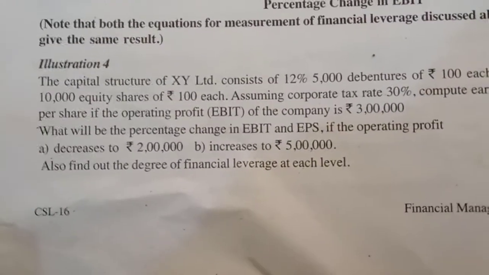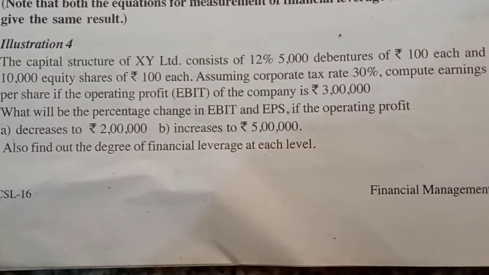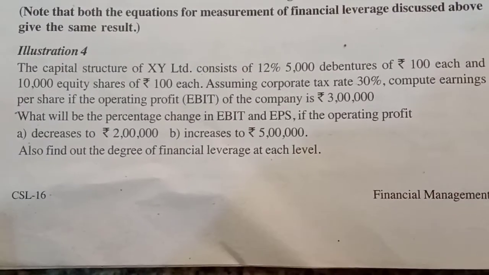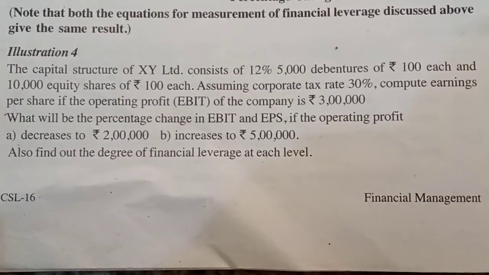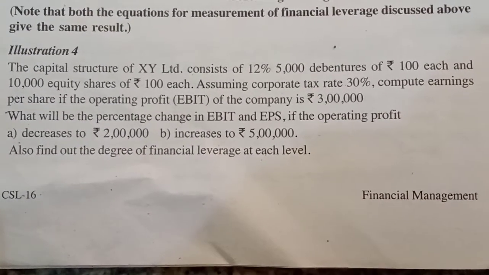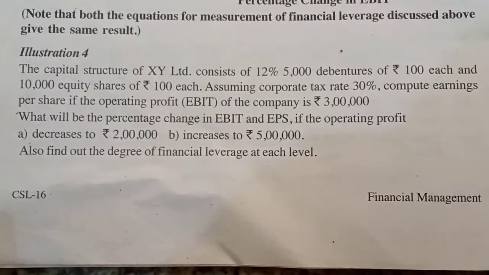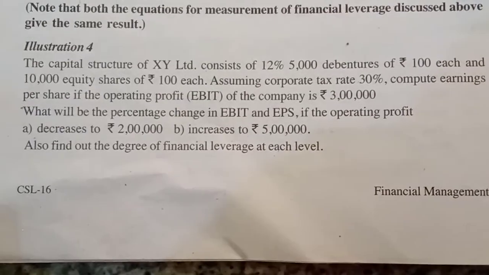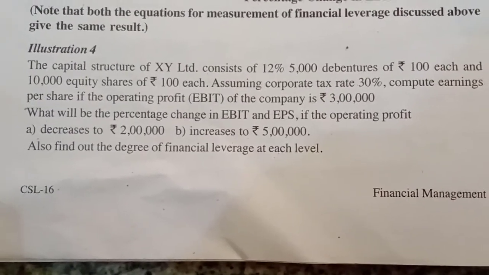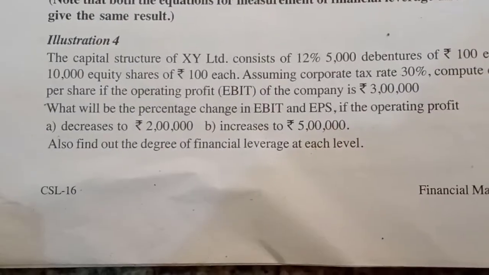Question. The capital structure of XY Limited consists of 12% 5,000 debentures of rupees 100 each and 10,000 equity shares of rupees 100 each. Assuming corporate tax 30%, compute earnings per share, EPS, if the operating profit, EBIT, of the company is 3 lakh. What will be the percentage change in EBIT and EPS if operating profit decreases to 2 lakh and increases to 5 lakh? Also find out the degree of financial leverage at each level.